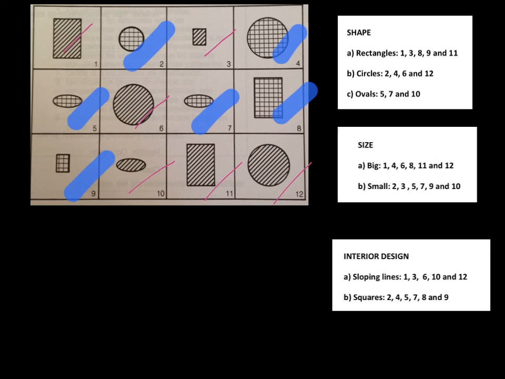Same thing with the size. If you check the big ones and the small ones, they do not overlap, neither with the shape. So this is a good way of checking that we're classifying in the right way.